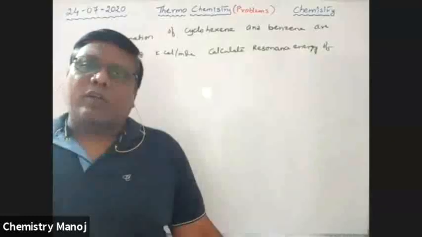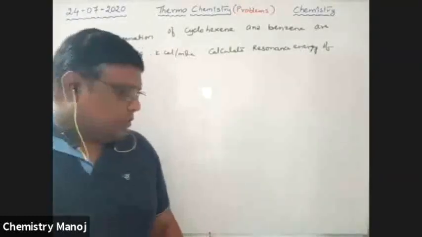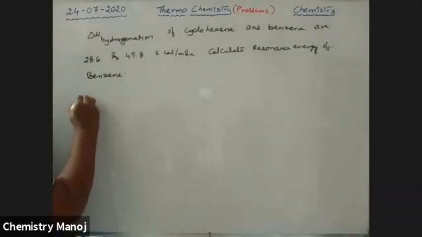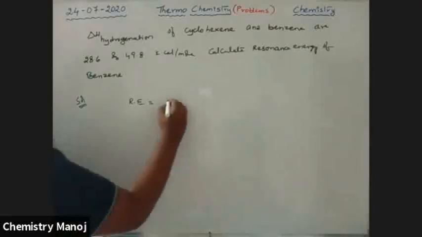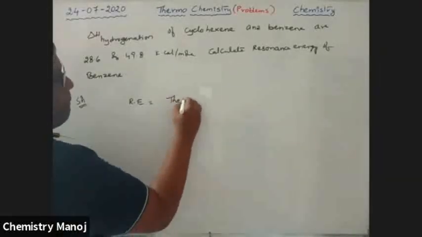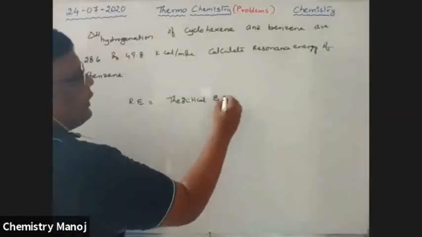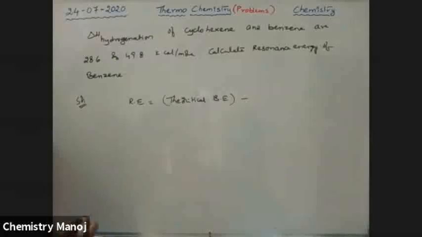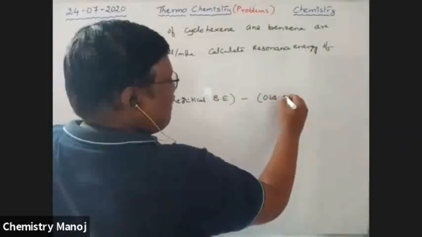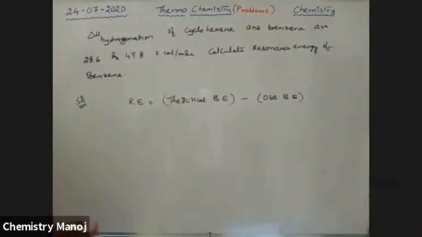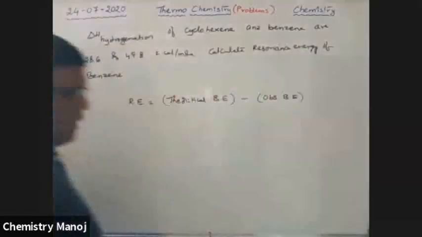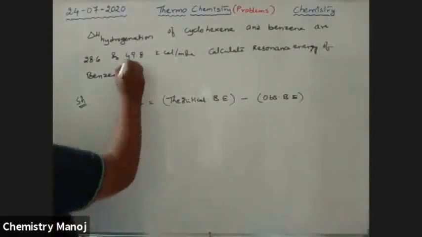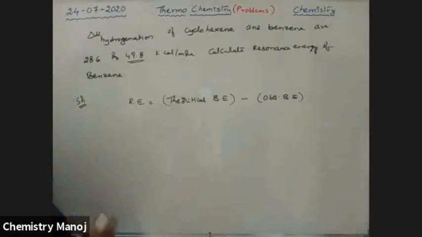So resonance energy means, our formula: resonance energy is equal to theoretical bond energy minus observed bond energy. It is the formula to calculate resonance energy. Theoretical means as per theory I am going to calculate. So that is the theoretical value. The observed value is the value for benzene. So I am calculating the theoretical.